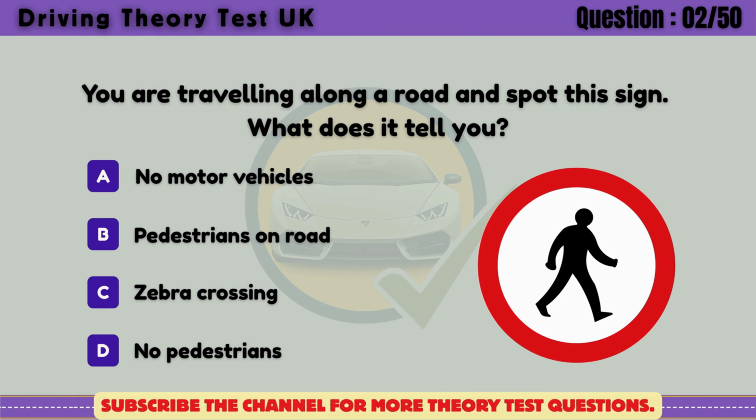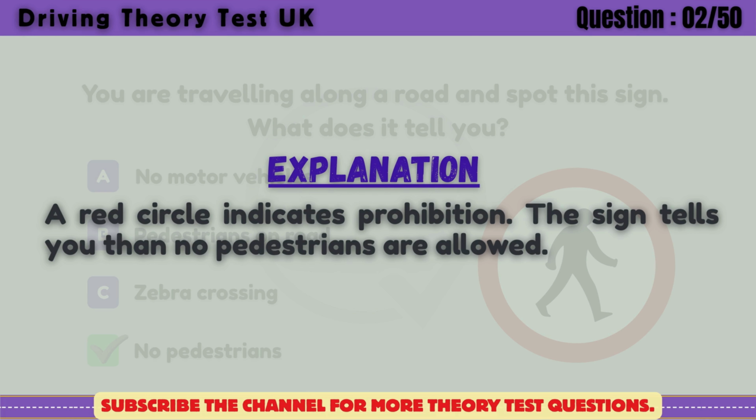Question 2. You are traveling along a road and spot this sign. What does it tell you? Option A. No motor vehicles. B. Pedestrians on road. C. Zebra crossing. D. No pedestrians. Answer is D. No pedestrians. A red circle indicates prohibition. The sign tells you that no pedestrians are allowed.